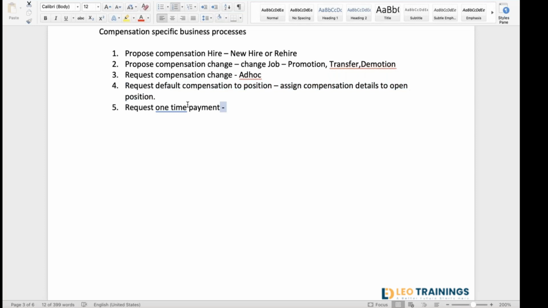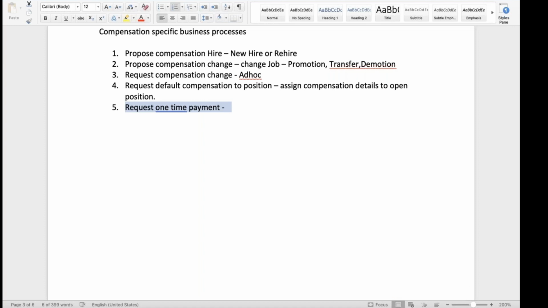Request one-time payment. If you want to assign a joining bonus, relocation bonus, retention bonus, or even office setup allowances, we will use this business process called request one-time payment. So for different reasons, we have different business processes.